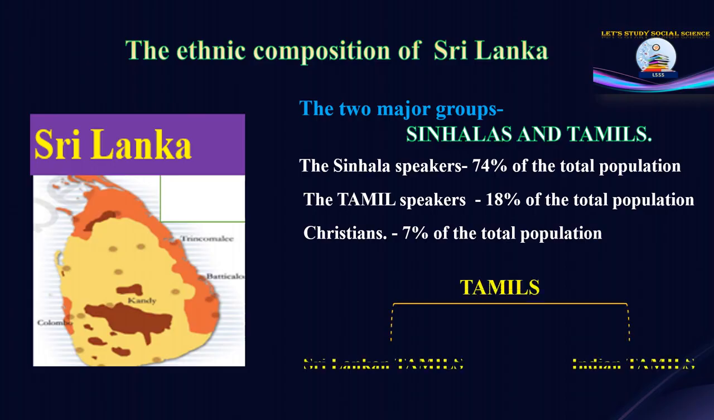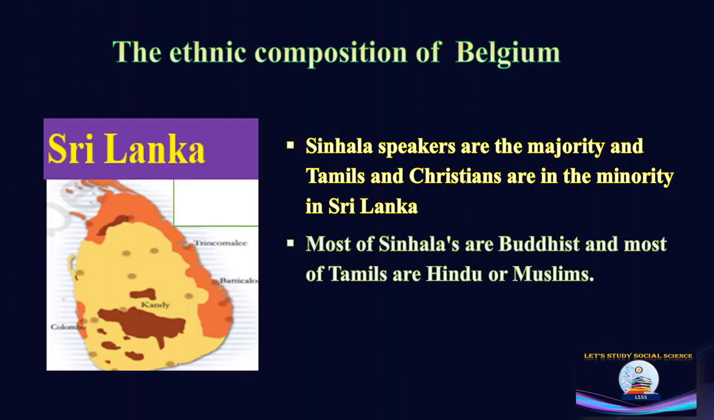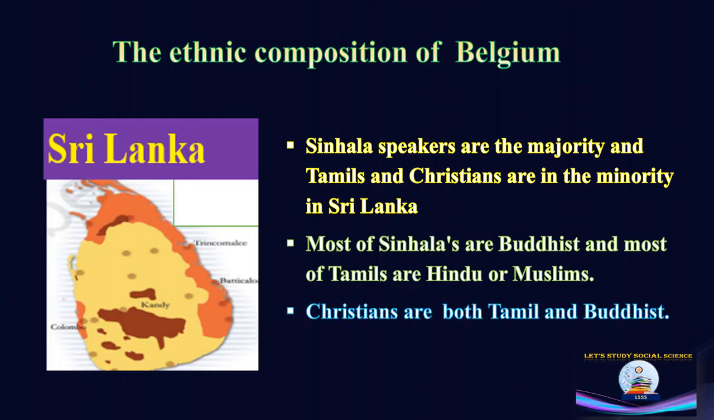But in Tamil speakers, there are two groups. The first group is of native Tamils called Sri Lankan Tamils. The second group is of Indian Tamils, whose forefathers came here as plantation workers from India during the colonial period. So they are called Indian Tamils. Thus we can see that Sinhala speakers are the majority and Tamil and Christians are minority in Sri Lanka. And if we talk about religion, most of Sinhalas are Buddhist and most of Tamil are Hindu and Muslims. Christians are both Tamil and Sinhala. So we found here that both countries have very complex ethnic population which caused conflict and tension in both countries.